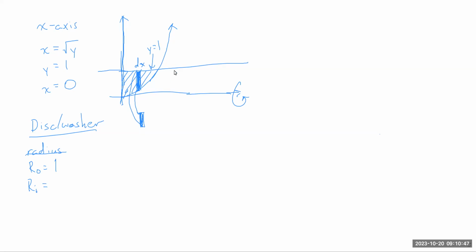x squared. So we first defined this as x equals radical y, but now we're saying the inner radius is x squared. Do we have to put it in terms of x, or do we have a choice? It must be in terms of x. And why is that? Why am I now stuck with doing this integral all in terms of x?